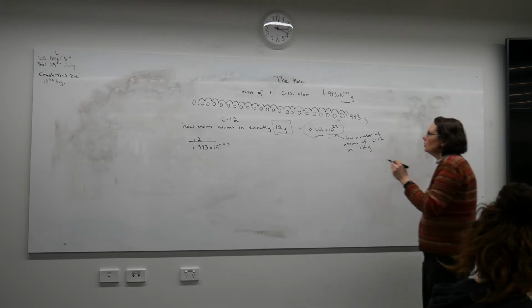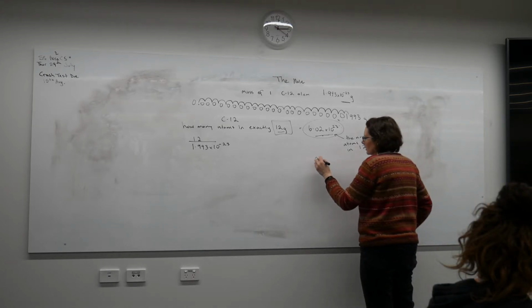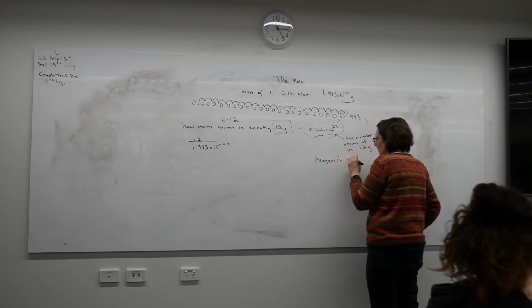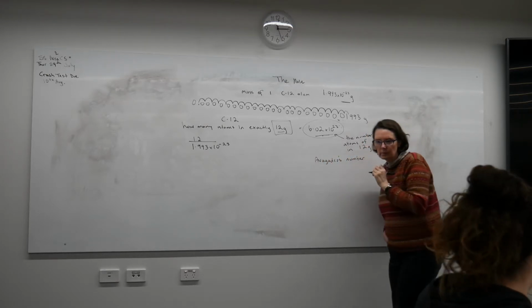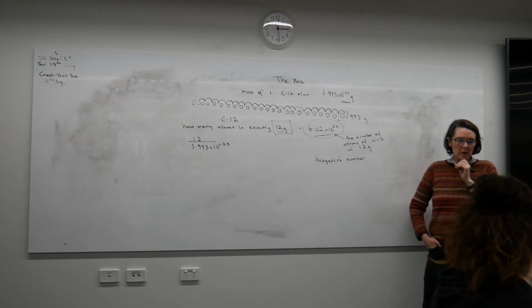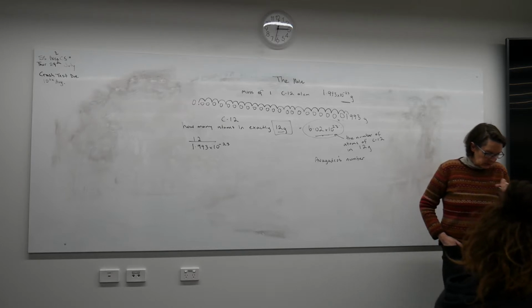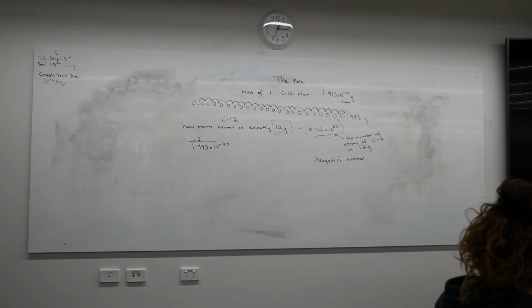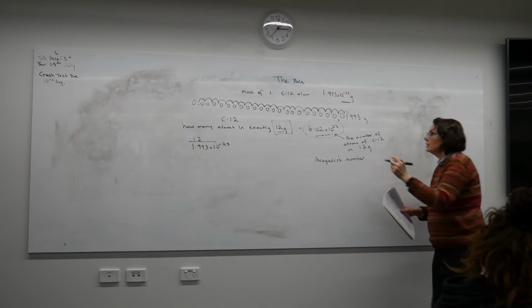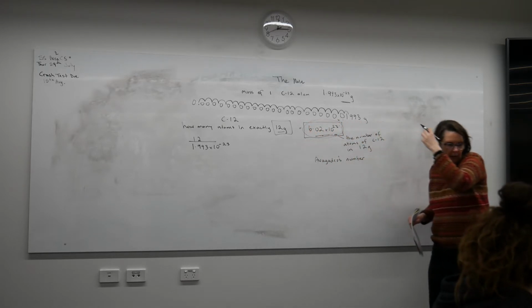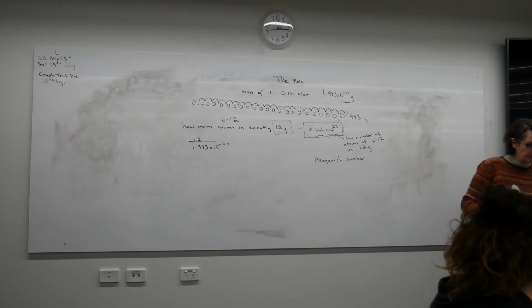And we call this number Avogadro's number. Sometimes this is called Avogadro's number. I was just thinking that. Avogadro's constant. This is a very, very important number. And it's on your formula sheets.